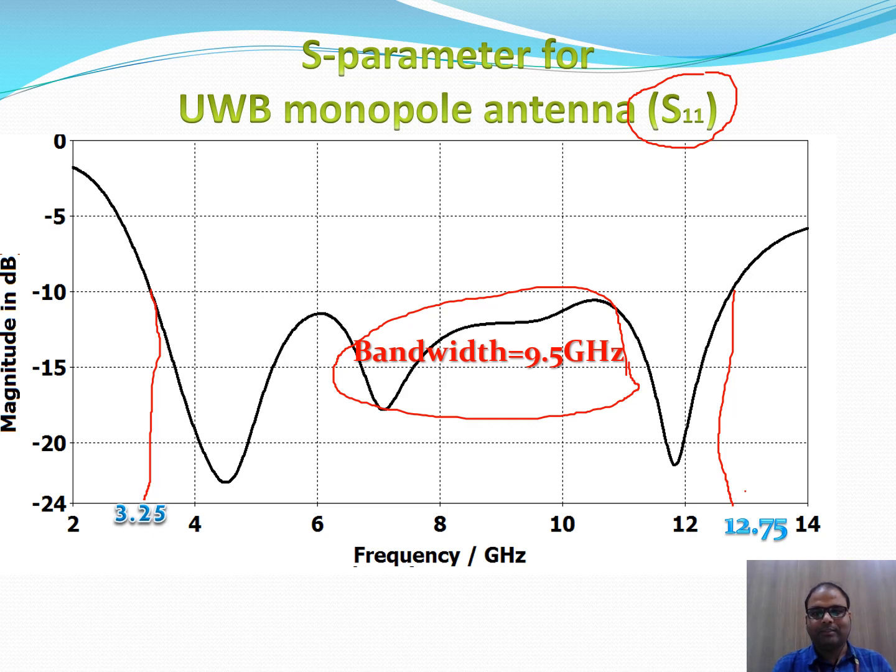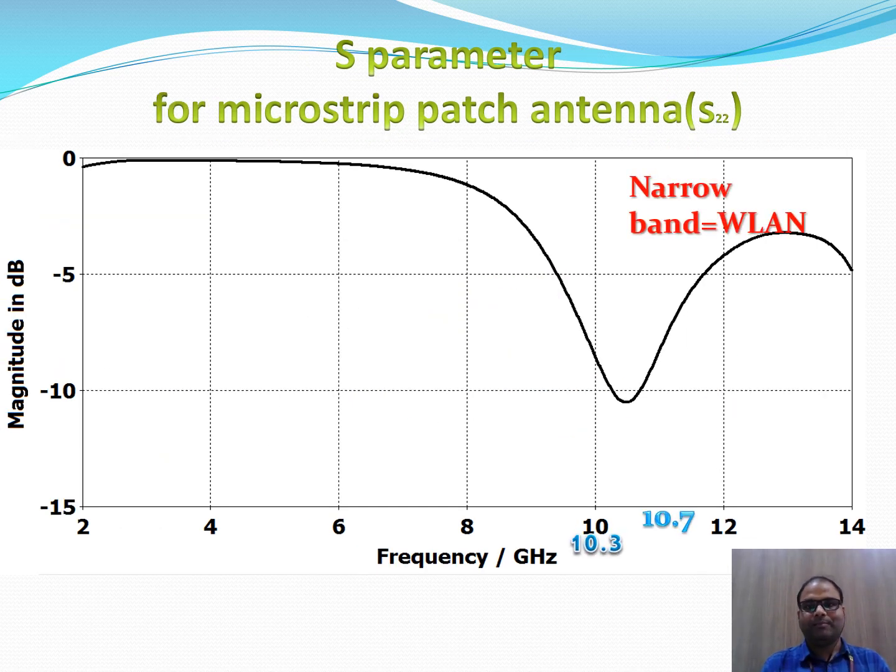So here the bandwidth is about 9.5 gigahertz, and it is used in the ultra wideband. You can see this bandwidth is 3 to 12 GHz. So that means it is within the ultra wideband frequency range. Then after that we are going for S parameter S22.